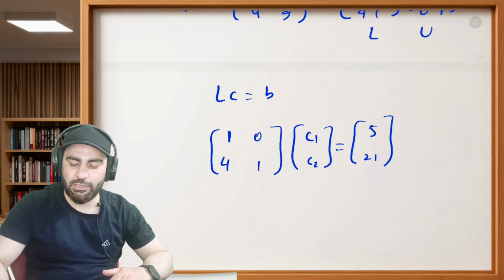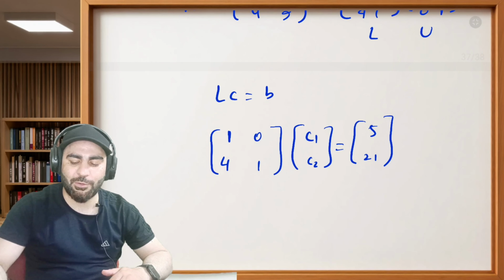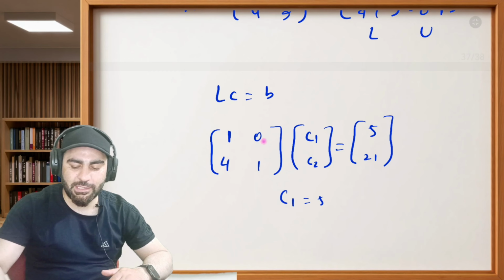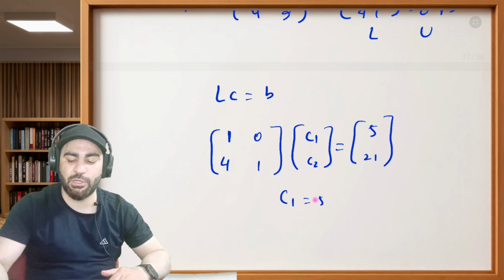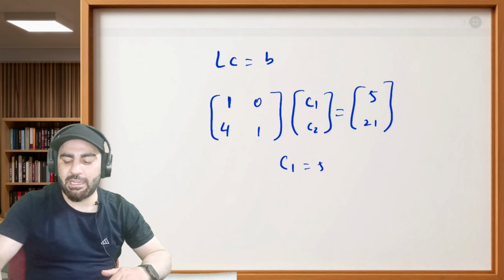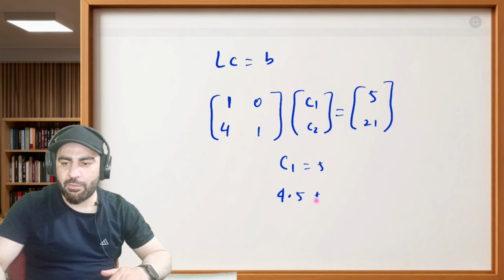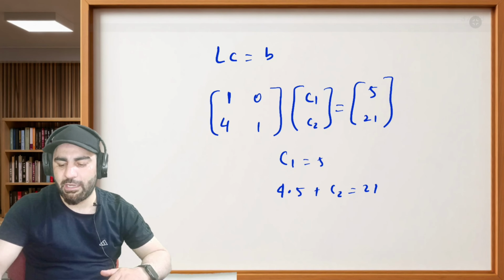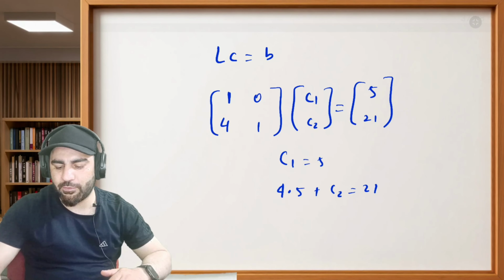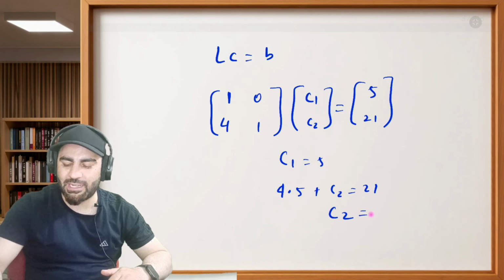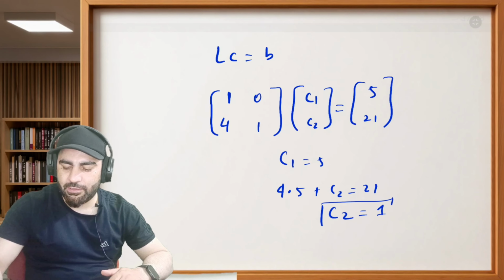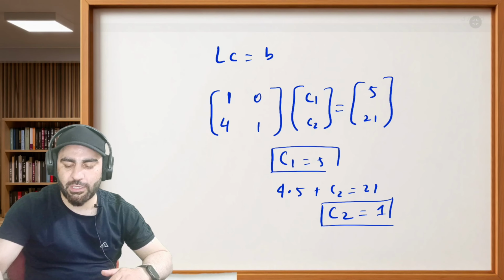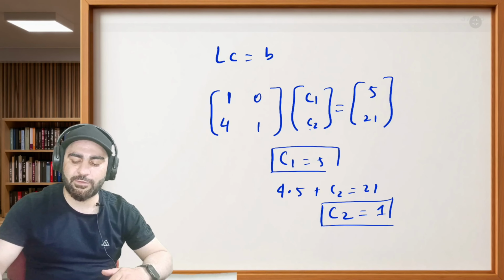Because you have already knocked off this variable, you can directly say C1 is equal to 5, because you have one of this. Once you multiply this, you directly get that C1 is equal to 5, because of the zero in the second C2. And then for this, you'll get 4 times 5 plus C2 is equal to 21. This is what you will get, and 4 5s are 20. Then you get C2 directly equal to 1. So you got the C1 and C2 values: one is 5 and one is 1.